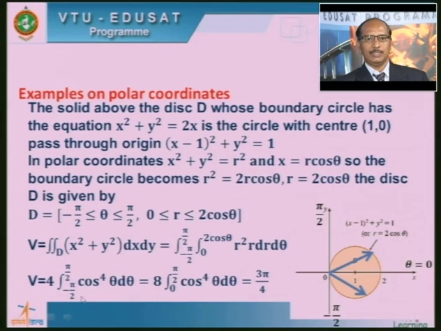So, minus pi by 2 to plus pi by 2 is written as 0 to pi by 2, that is half of this range. Now, using the reduction formula, which you studied already, with n equal to 4, you can substitute. Using that, the volume of the solid is 3 pi by 4.